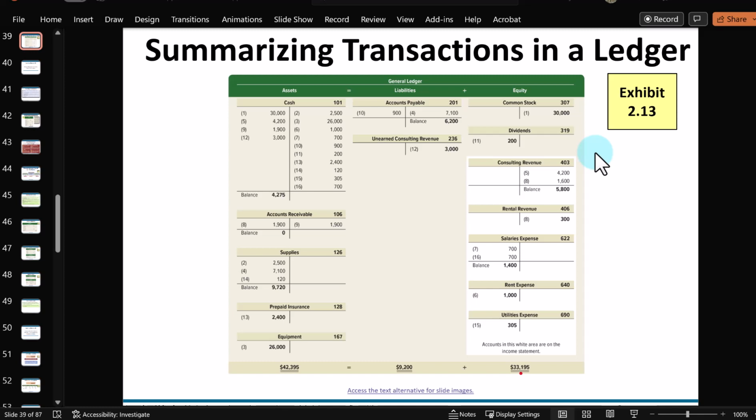We had left off in part 3 preparing the company's general ledger, and then we had calculated the balance at the end of every account. What we're going to do is take these balances, be they debit, or here liabilities have credit balances. Common stock has credit, dividends has a debit balance, revenues have credit, the normal increasing balance. Expenses have debit balances.